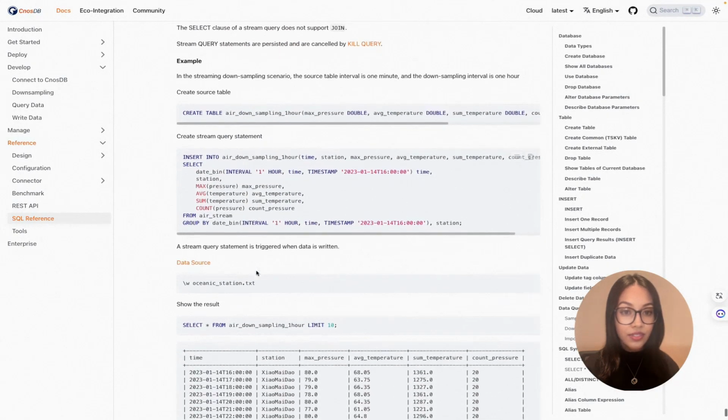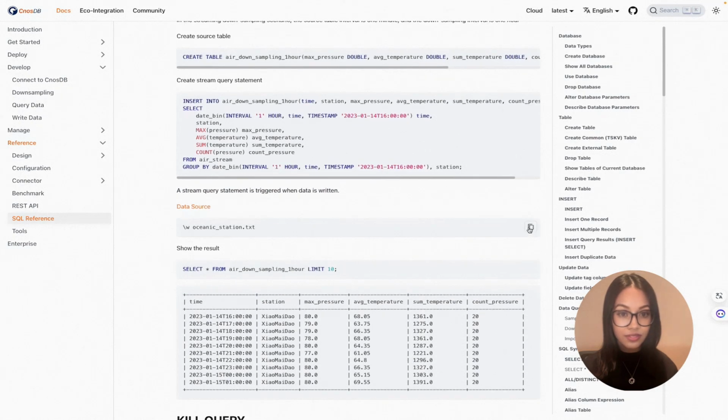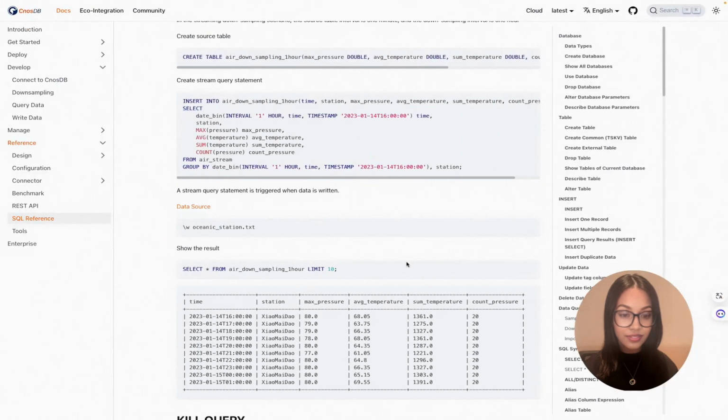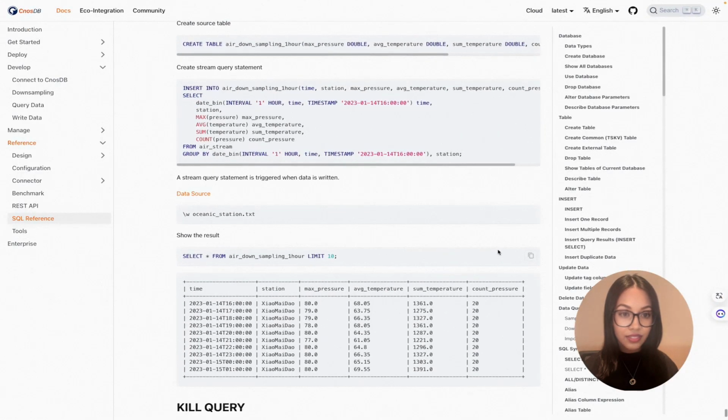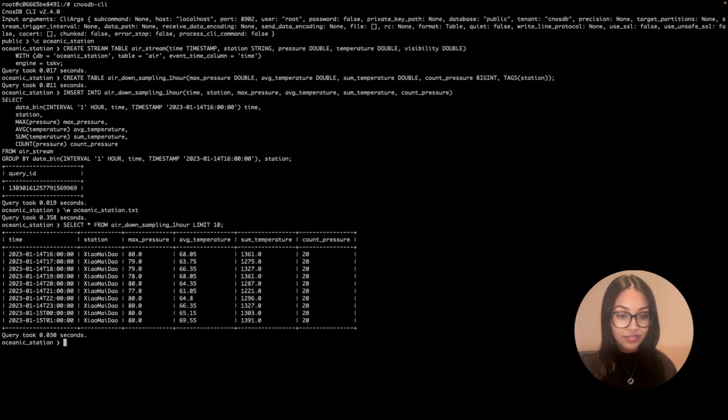And next, we write data into the air table. Please note that the string query is triggered when data is written into the source table. Lastly, we query the target table for results. You can see that the data has now been written into the target table.